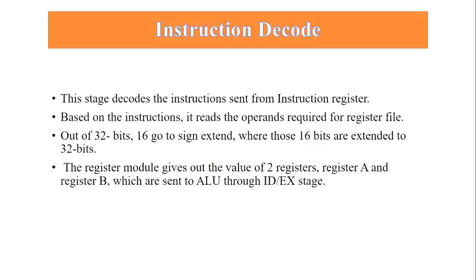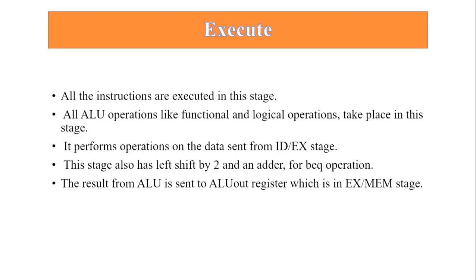Instruction decode. This stage decodes the instruction sent from instruction register. It reads the operands required from a register file. The register module gives out the value of 2 registers, register A and register B, which are sent to ALU through the instruction decode and the execution stages. And execute stage.